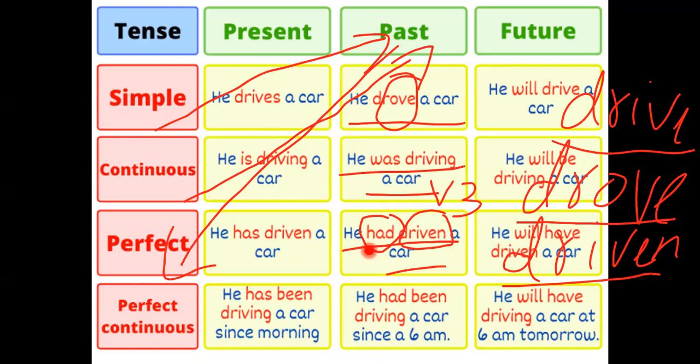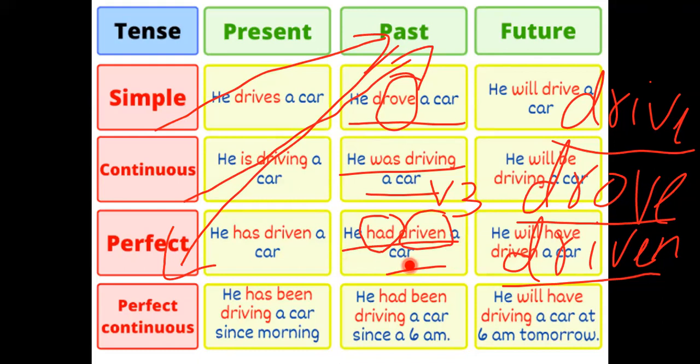So here what will come over here? Had, the helping verb. He had, then V3 of drive, driven. Drive will become driven. He had driven a car. Okay, let's have a look at another example.